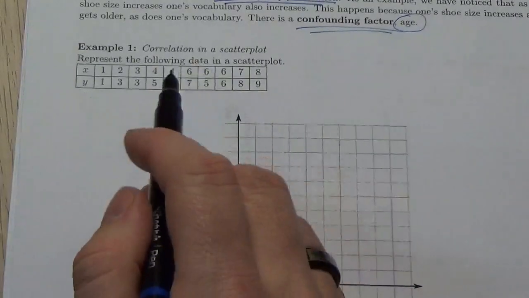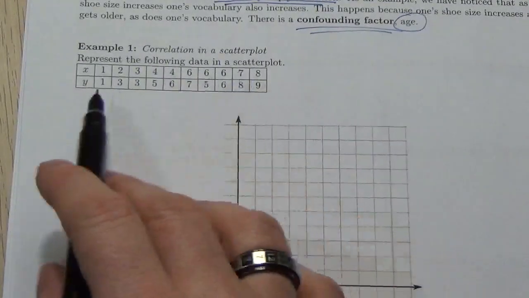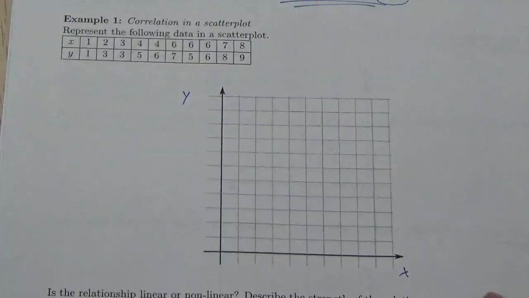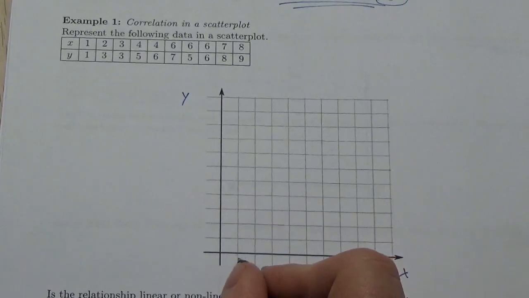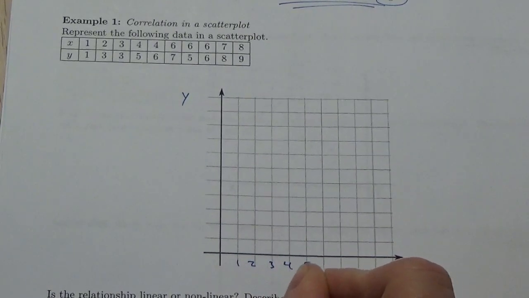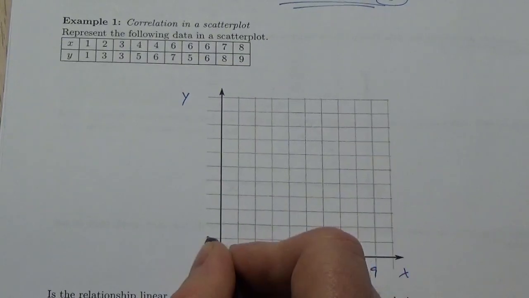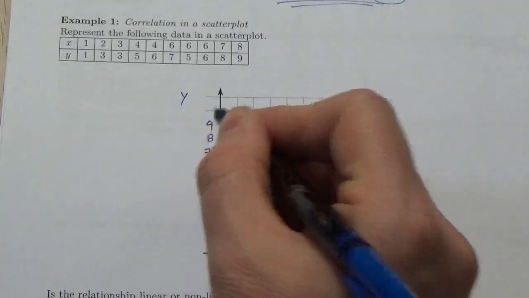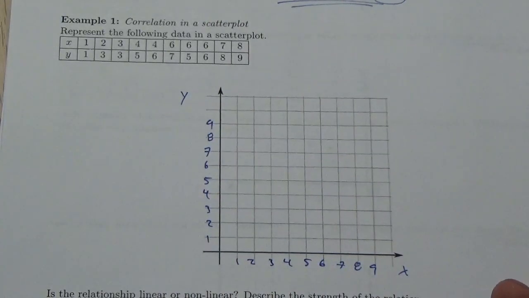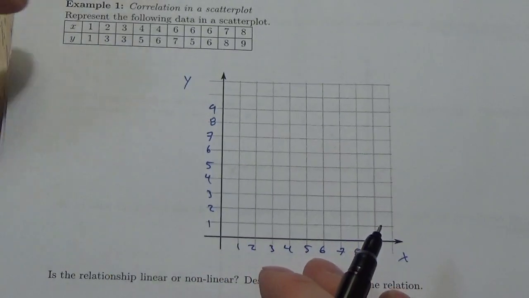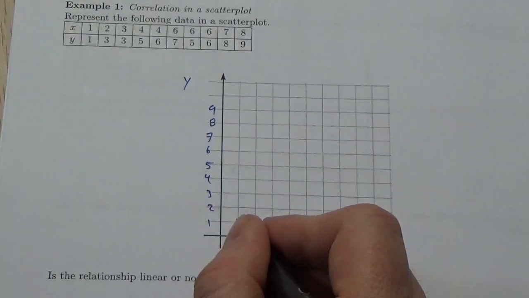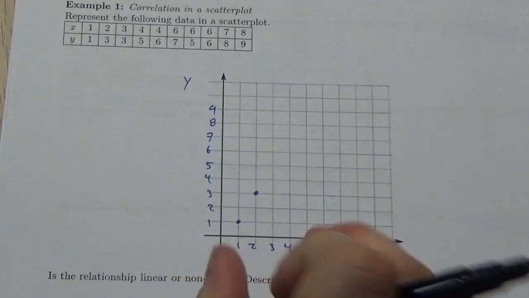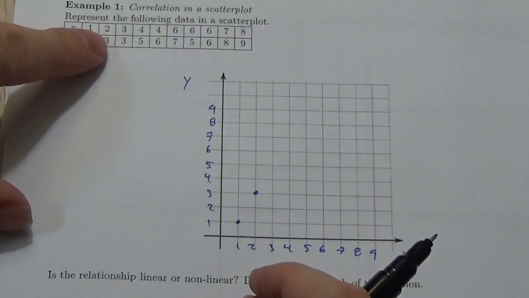So for this example, we're being asked to represent the following data in a scatter plot. We've got our X down here and our Y here, and I see no reason why we wouldn't go up by ones here. 1, 2, 3, 4, 5, 6, 7, 8, 9. 1, 2, 3, 4, 5, 6, 7, 8, 9. So you frequently have to make a decision about how you're going to represent your data and about the scale you're going to use here. So here's my point here. I've got 1, 1, 2, 3. Now, oddly enough, you'd be surprised how many times people flip the X and the Y coordinates. So please pay attention to that.